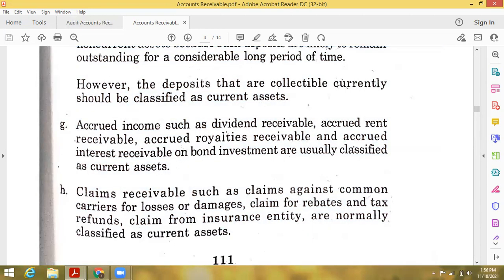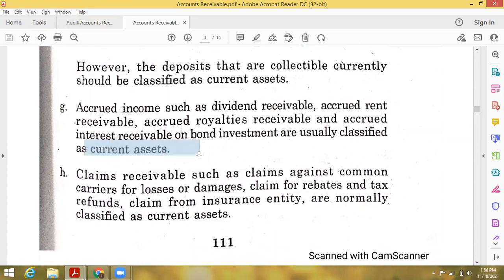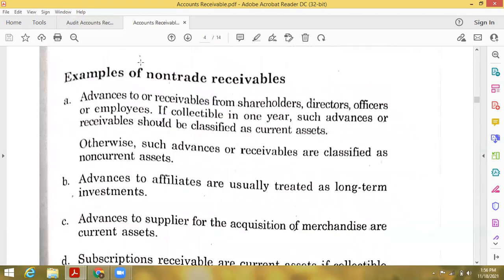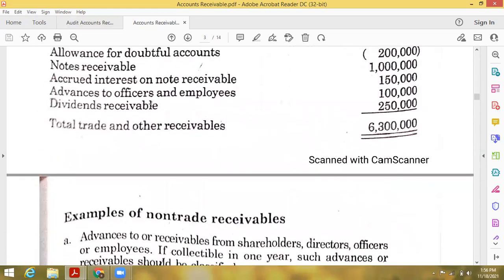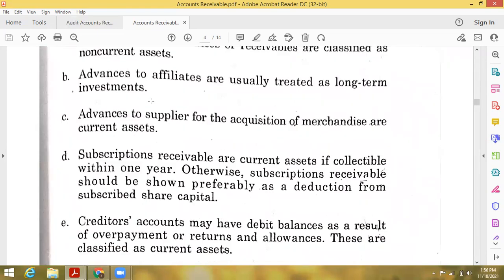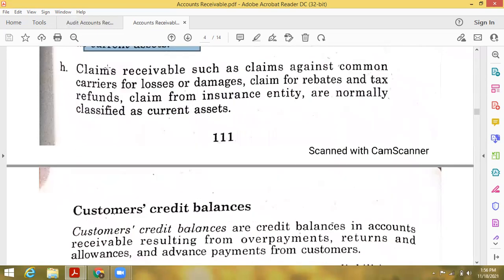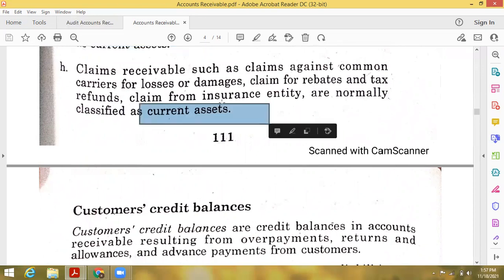Accrued income such as dividend received, accrued rent receivable, accrued royalties receivable are classified as current asset. Remember that. So here, accrued income and dividends receivable are part of our trade and other receivables. Claims receivable, such as claims against common carriers for loss or damages, claims for rebate and taxes, refunds, claims for insurance, are classified as current asset under the general trade and other receivables.